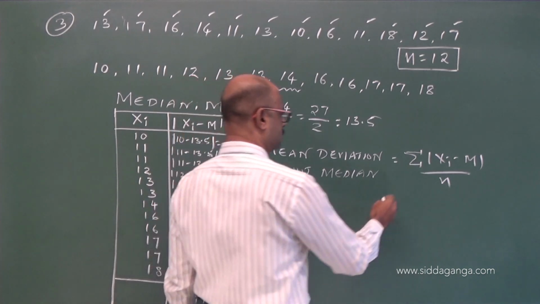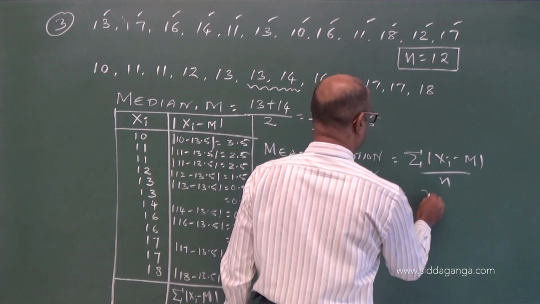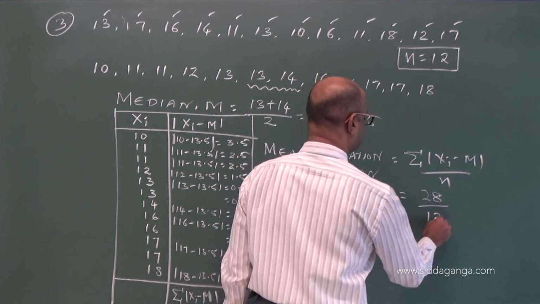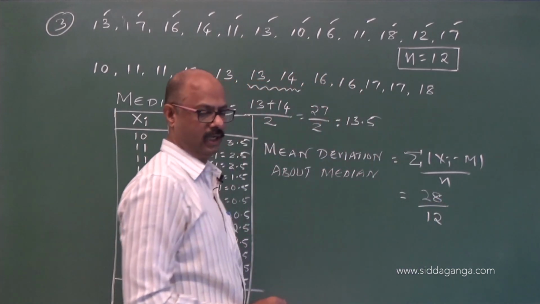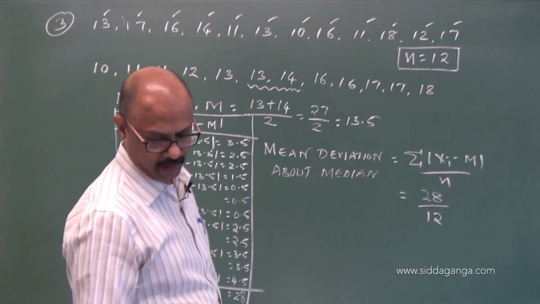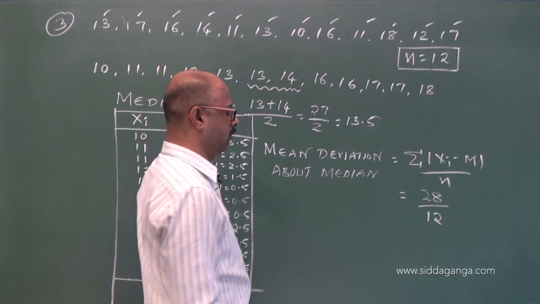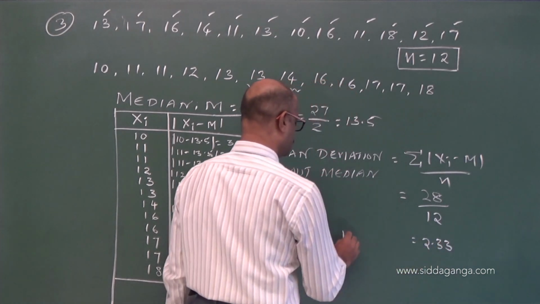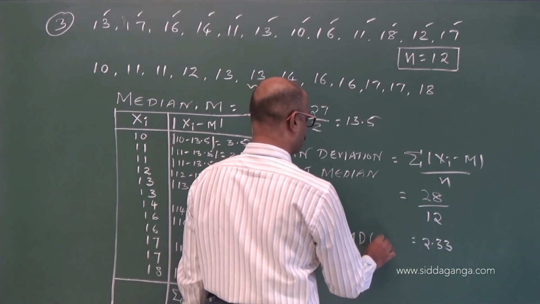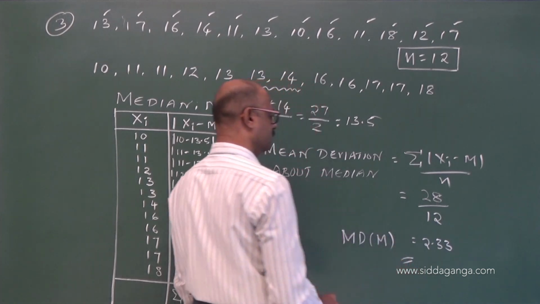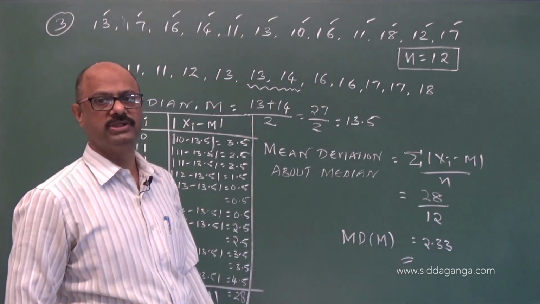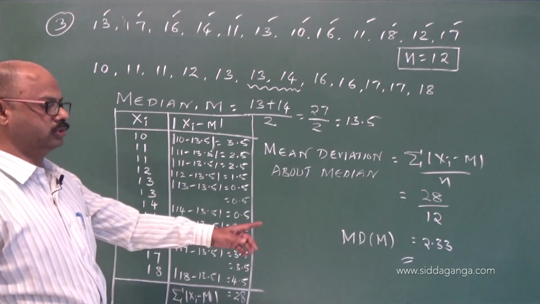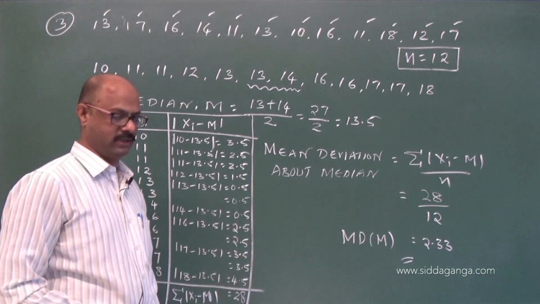So sigma summation modulus of xi minus m, you find 28 in the numerator and you find n, that is 12, in the denominator. So 28 divided by 12, you will get 2.33. This is MD. In short, we will write MD of M. So MD of M means the mean deviation about the median is 2.33.